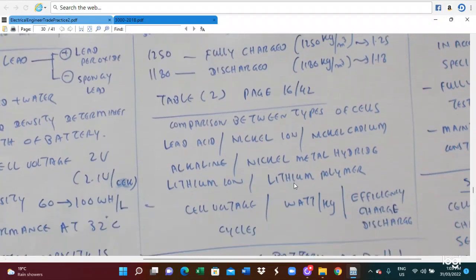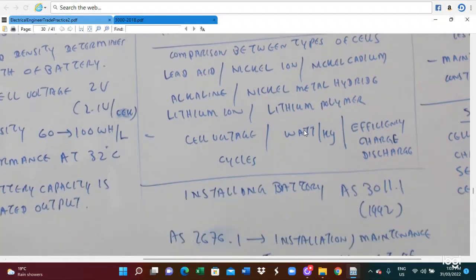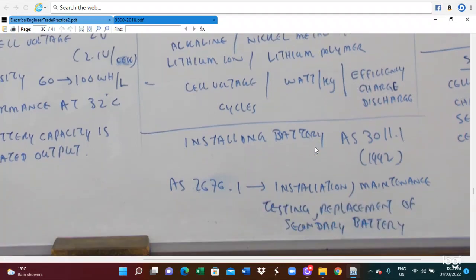We also use the comparison between the types of cell: lead acid, nickel cadmium, alkaline, and also lithium ion and lithium polymer. Those cells need to be compared: how the cells are utilized and what their efficiency is. The cell voltage, watt per kilogram, and the efficiency are the factors determining how to select the appropriate type of cell. Battery installation must follow AS 3011.1 1992 edition.